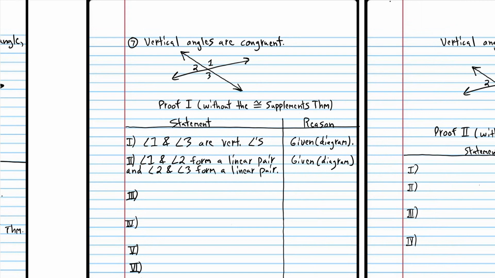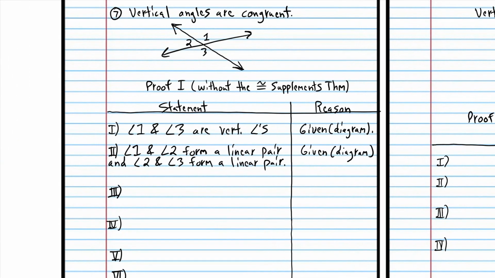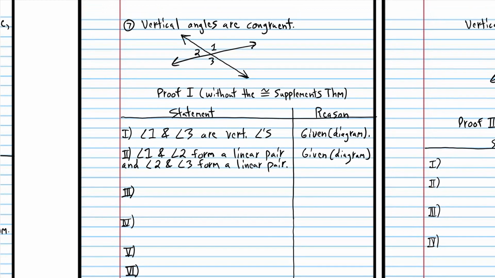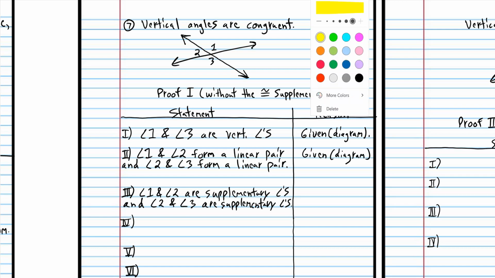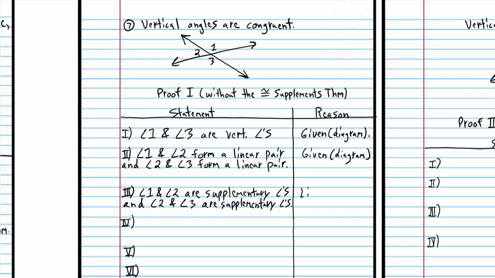Now, remember the linear pair postulate. If two angles form a linear pair, then they are supplementary. So angle 1 and angle 2 are supplementary angles. And we also know that angle 2 and angle 3 are supplementary angles because they form a linear pair also. Now that is the linear pair postulate.